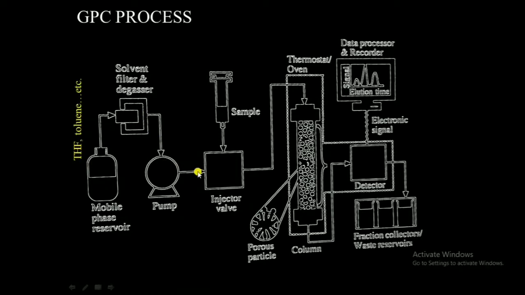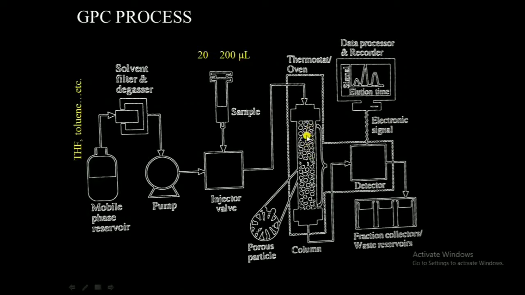Anyhow, after passing through the degasser, the mobile phase goes to a pump, because you have to pass this mobile phase with a little bit of pressure, and somewhere here we apply our sample. Our sample contains our mixture dissolved in a suitable solvent, mainly a non-polar solvent. The sample size is like 20 to 200 microliters, a very, very small amount of sample you are injecting here. Then that will pass through the column.